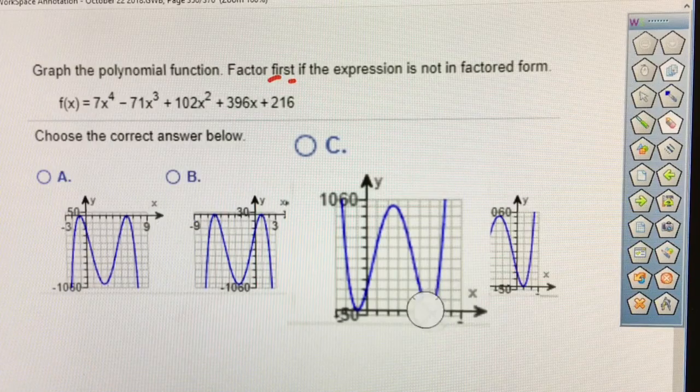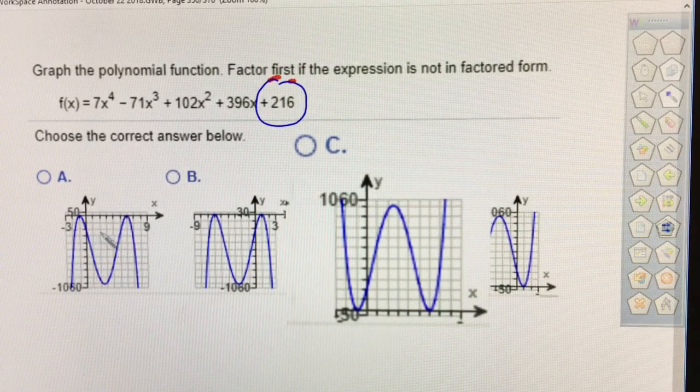This one's a little hard, but I can eliminate some of the questions. Notice it goes to positive 216, so it's going to be there.